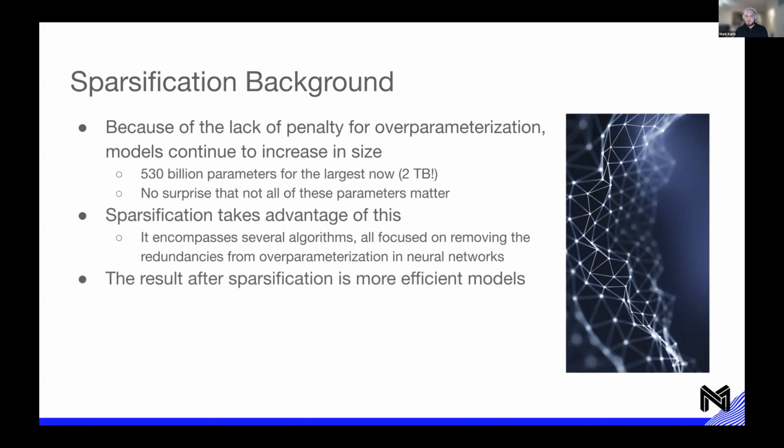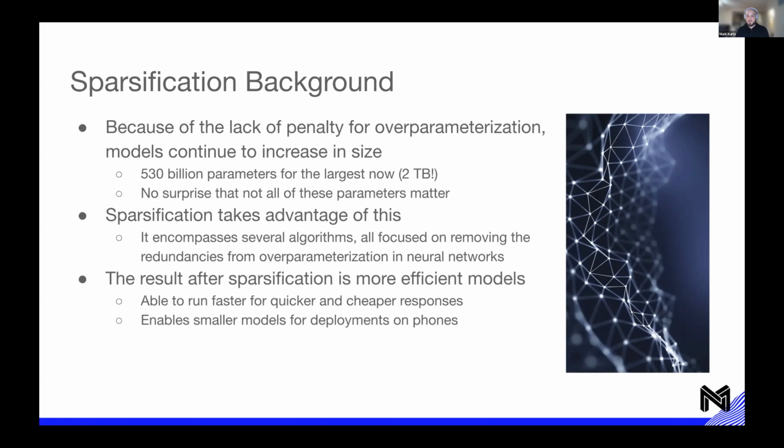The result after sparsification, the reason why we want to do this, is that we create more efficient models. The end goal would be, you train it on a really large GPU or a system of GPUs, and you can hopefully simplify it and make it more efficient so you can deploy it on your computer rather than needing all of those GPUs to run it again. So you're able to run faster for quicker and cheaper responses. It enables smaller models for deployments on phones and other edge devices. And it reduces energy consumption, leading to both environmental and cost savings.